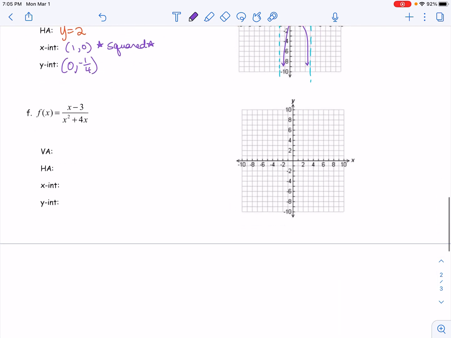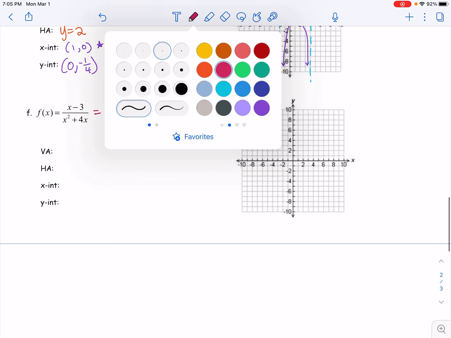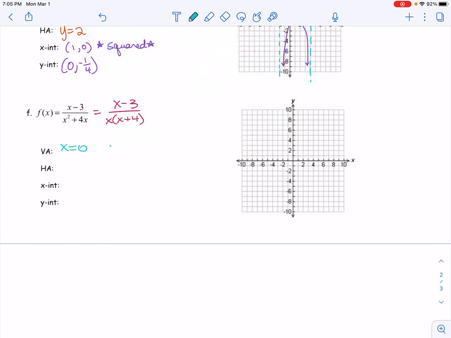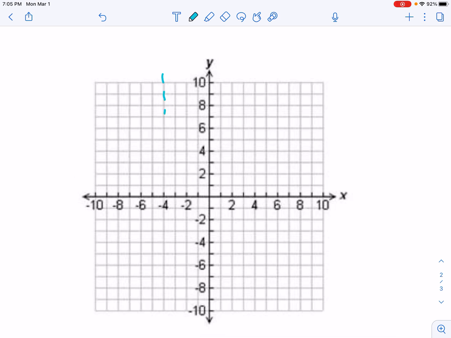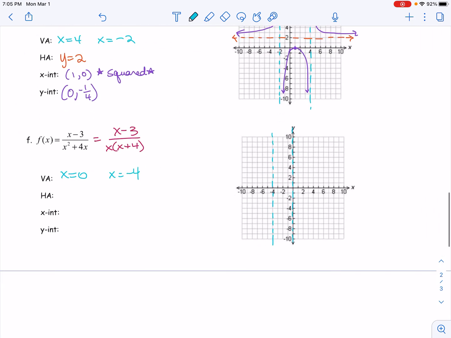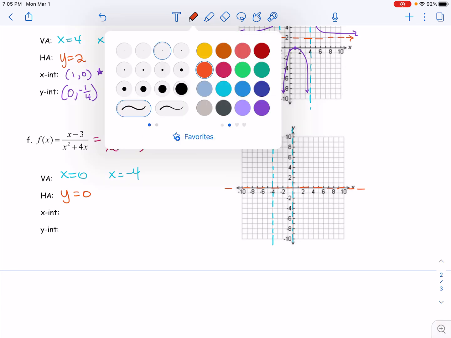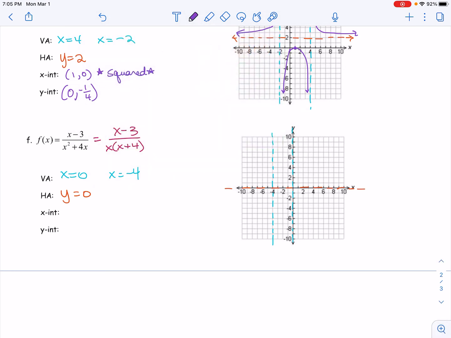And the last one. Factoring, the numerator is already factored. The denominator, I'm just pulling out the x. So my vertical asymptotes are at 0 and -4. So at -4 and on 0. Horizontal asymptotes, it's bottom heavy. So y equals 0. Okay. X-intercept, setting that numerator equal to 0.